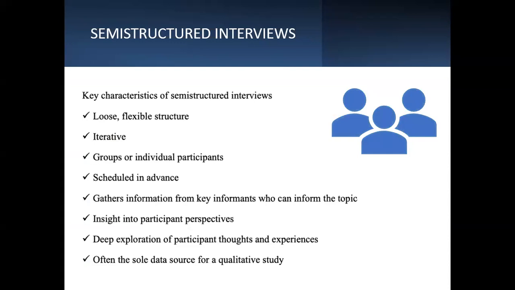So we gather information from key informants who can inform the topic, giving insight into the participant's perspective. So there is deep exploration of the participants' thoughts and experiences, often the sole data source of a qualitative study. So this type of interview seems to be more reliable and more used in literature.